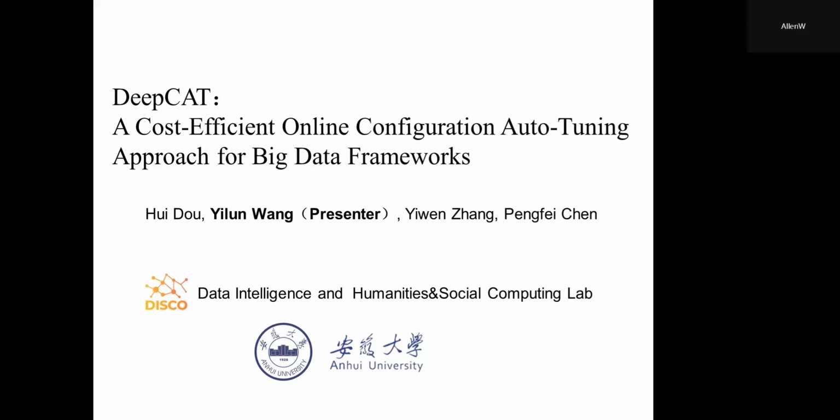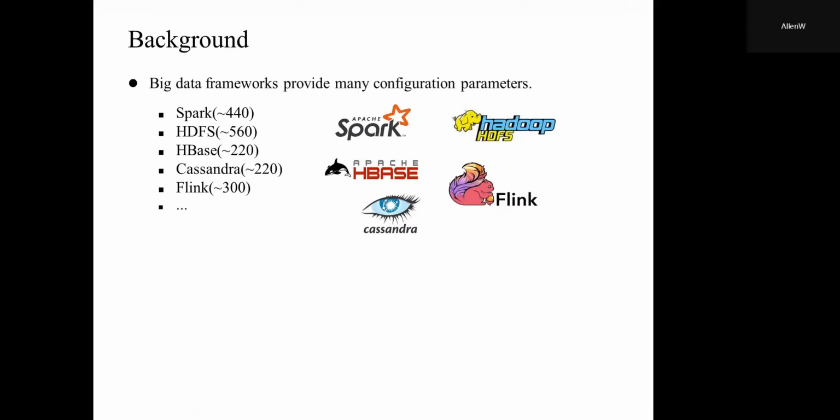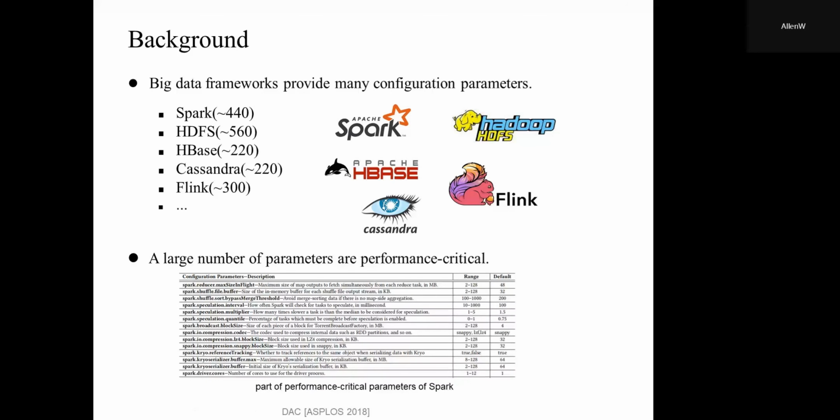Today, I'm very pleased to introduce our latest work, DeepCAT, a cost-efficient online configuration tuning approach for big data frameworks. In order to adapt to a variety of scenarios, big data frameworks such as HDFS, Spark, and Flink usually provide a large number of configuration parameters for developers. Spark has more than 400 configurations, and many of them are performance critical.